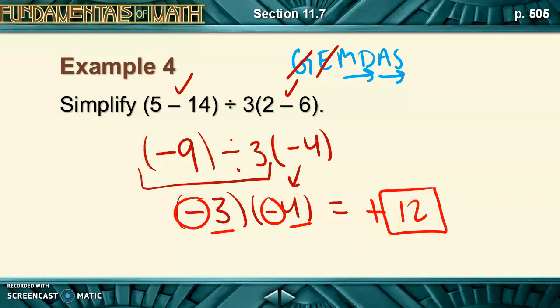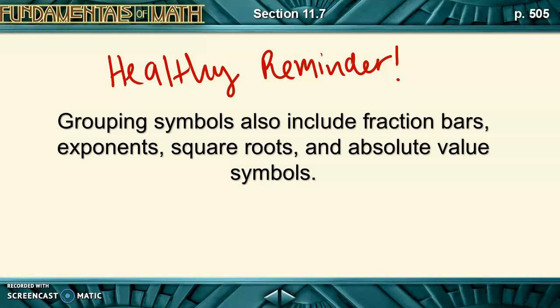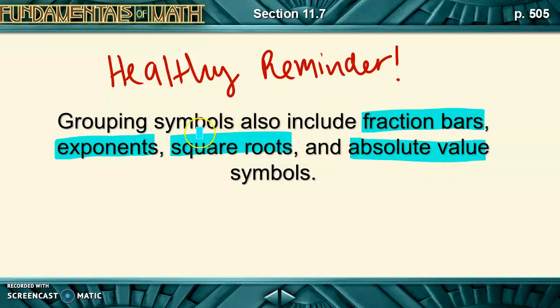Cool. All right, a healthy reminder for you guys that grouping symbols include a lot of different things. There's a lot of different things in grouping symbols. So part of grouping symbols are fraction bars. Exponents are considered grouping symbols. Square roots, absolute value symbols. All right, these are all different grouping symbols. Also, just remember your regular normal grouping symbols also include things like parentheses or brackets or braces. All right, these are all special grouping symbols that we should kind of pay attention to.